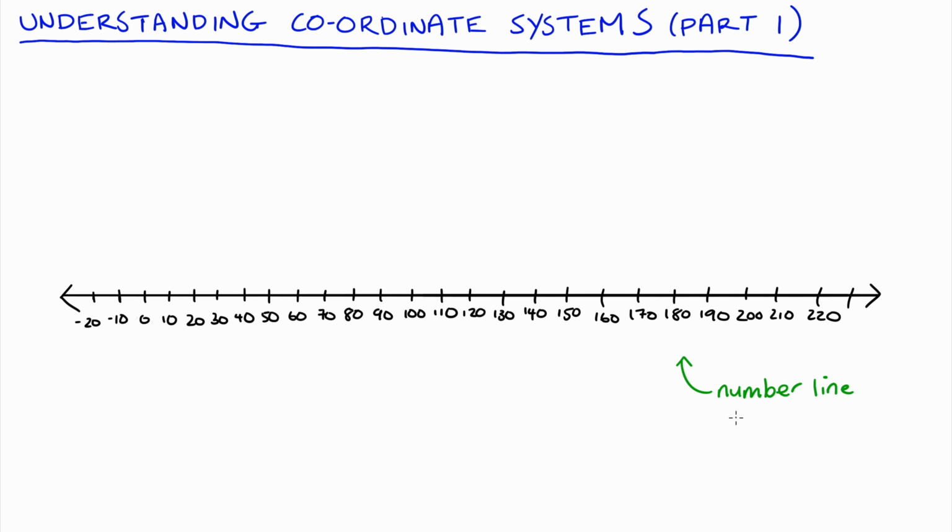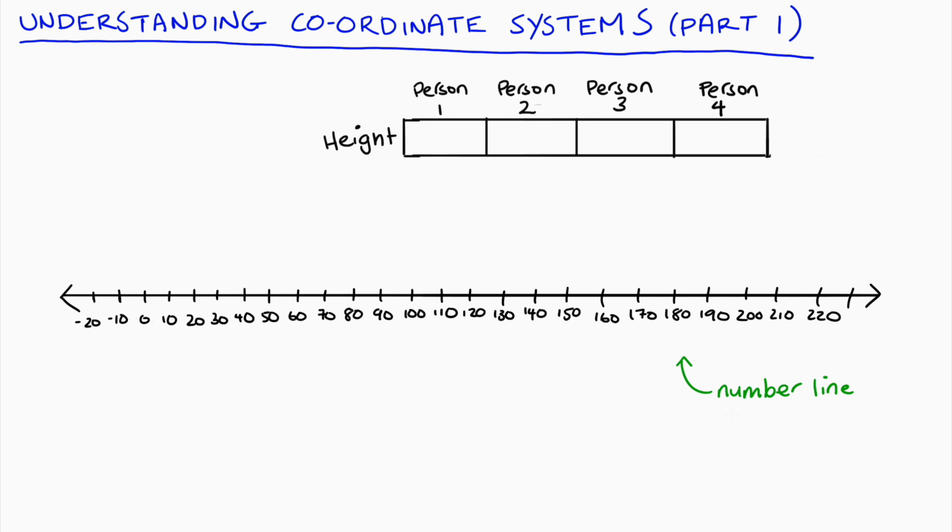So let's say I had 4 people and I measured their heights and I got these values back: 145, 90, 179 and 125. I could represent these values on our number line like this. I'll just put a dot at each height measure. So 145 for person 1, 90 for person 2, 179 for person 3, and 125 for person 4.